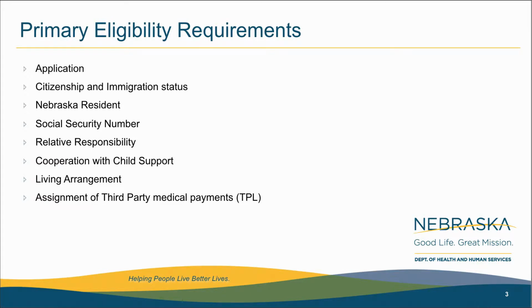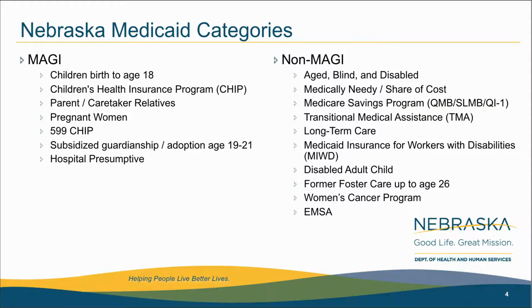The cooperation with child support. So if the bio parent is the one that's requesting Medicaid coverage and they have a dependent child in the household, if there is child support in order, they have to basically satisfy that within child support to receive that coverage under Medicaid.